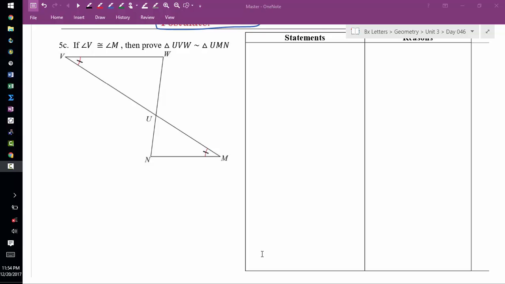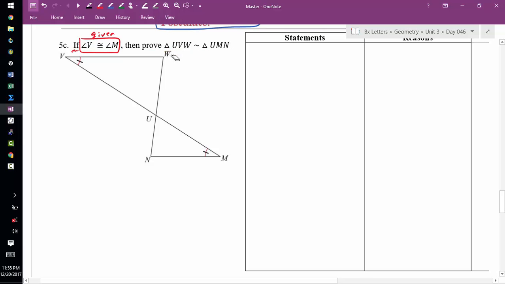While problem 5C looks a little bit different, I'm starting with this "if," and I'm listing a fact. That's like a given, and then I'm asking you to prove something. The good news is this problem is super quick, and I'm just trying to expose you to see how proofs will look.